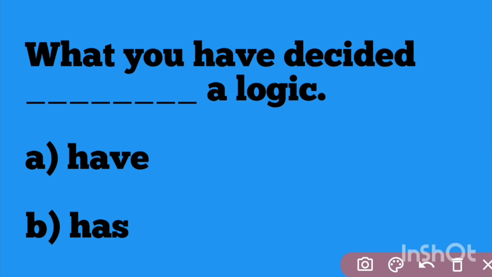Friends, whenever we use any kind of noun clause as the subject of a sentence, it is always singular. Remember, it is always singular. It cannot be plural. So as the subject is singular, obviously the verb should be singular. So have is plural, and has is the singular form. So: what you have decided has a logic. This is the correct answer. Friends, I think you can understand the logic.